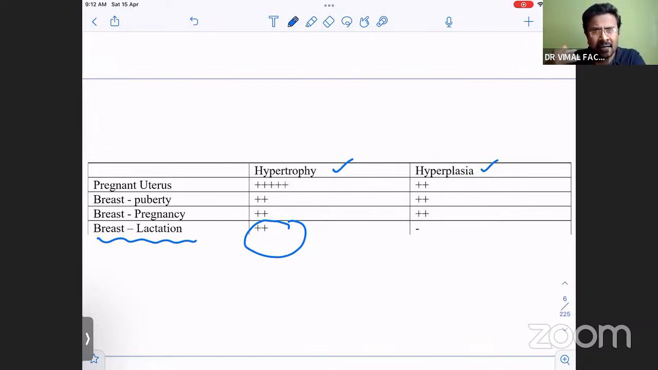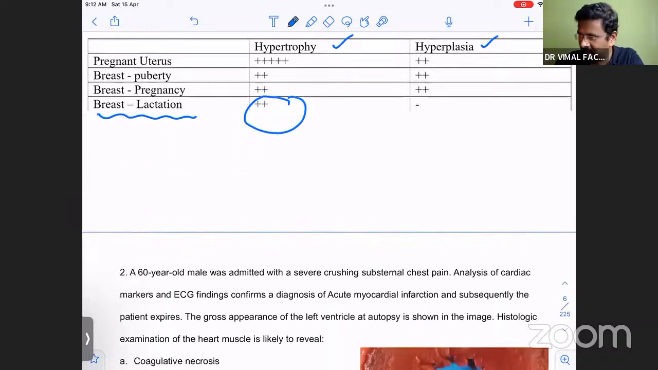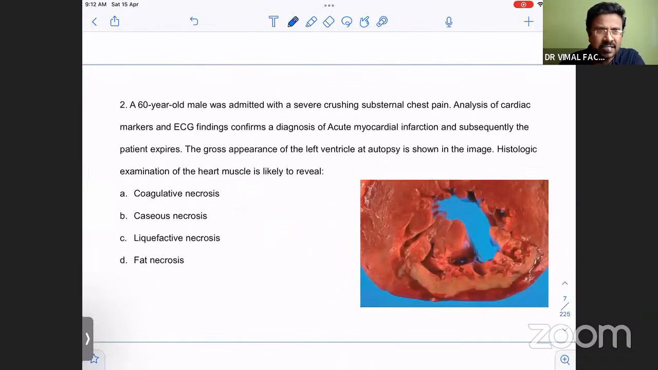Remember that. And atrophy, all of you know, is the decrease in the size of an organ or a tissue. So atrophy, hypertrophy, hyperplasia and metaplasia are called the cellular adaptations. Now let us move on to the next question.